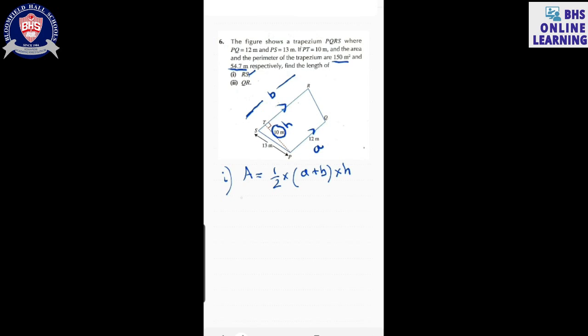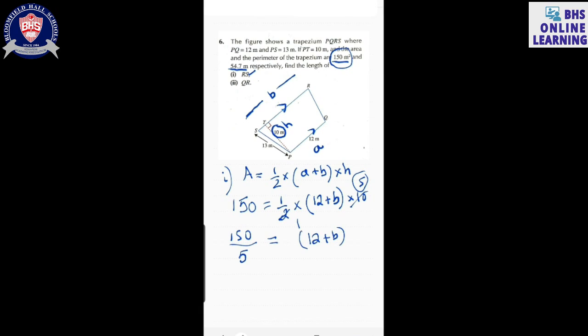I know the area is given in the question. This is given, 150. And the first parallel side is 12, and the second parallel side is not given, which is actually RS. B is not given, and height is also in the diagram, which is 10. So 2 ones are 2, 2 5s are 10. So 150 divided by 5, because we take 5 on the other side of the equality, so it will be 150 divided by 5. And here we have 12 plus b.